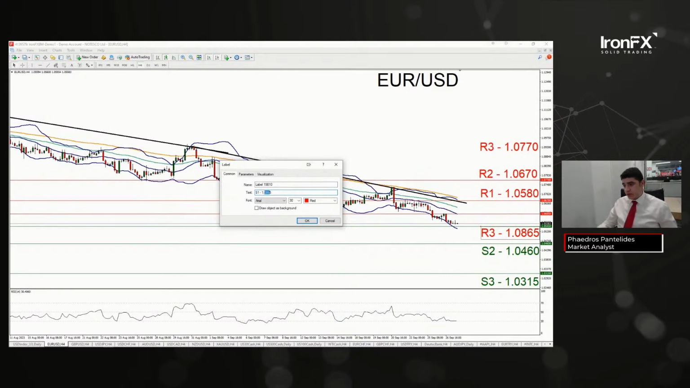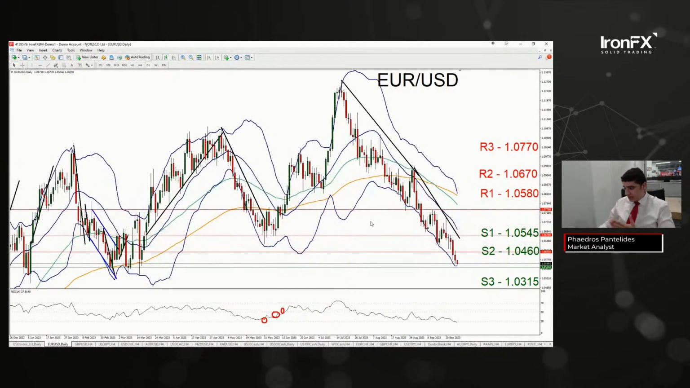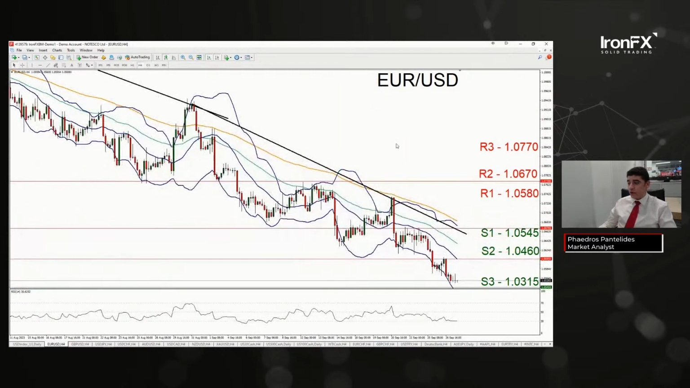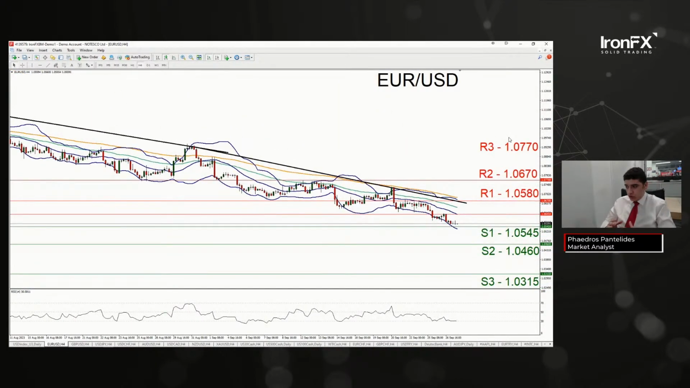Just place this here. From a fundamental point of view, ECB's Holzmann yesterday hinted that the bank may have not reached its terminal rate. Now, despite his comments yesterday, if we go on the daily chart, it's still moving in a downwards fashion. Therefore, it appears to not have had any significant impact on the pair. What is interesting, though, is that most market analysts are anticipating that the ECB has reached their peak rate.